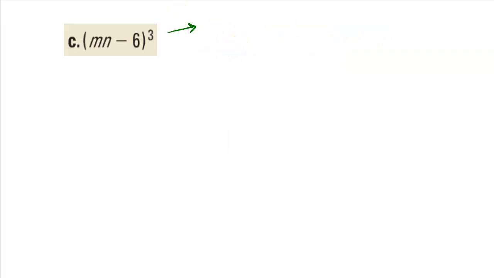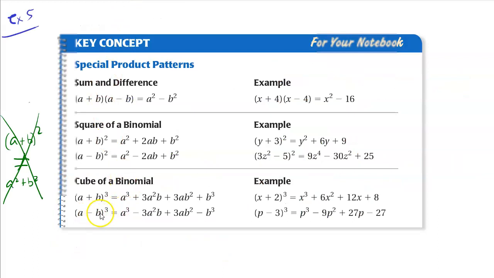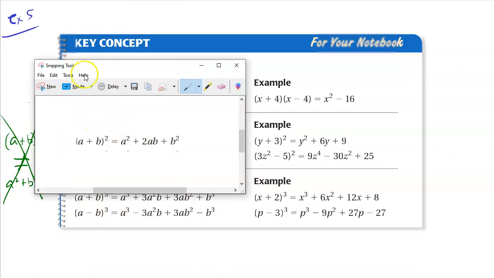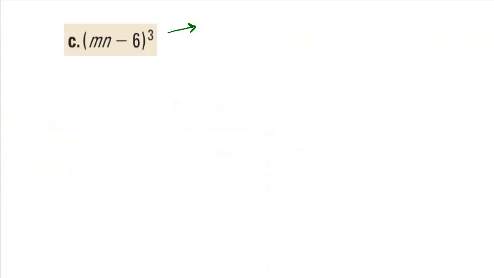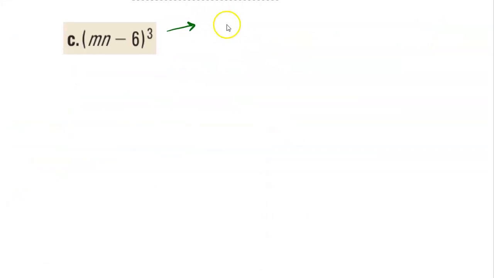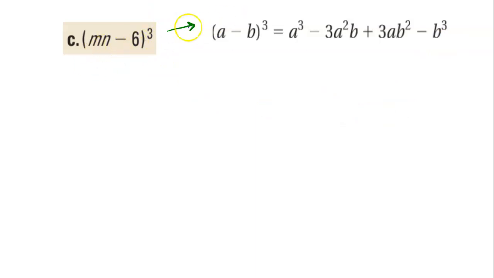So let's go back to the pattern. I have something minus something, and it's cubed. So how does that work? So this one right here, where we have the cube of a binomial. So we're going to go ahead and pick out this one right here. So the pattern is right here. And you can see this is going to work here because I have something minus something cubed, just like I have over here. I have a minus b cubed.